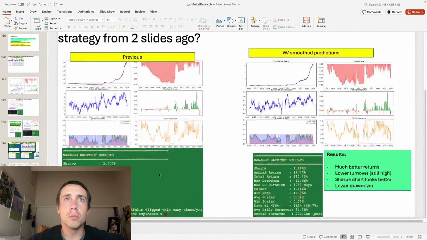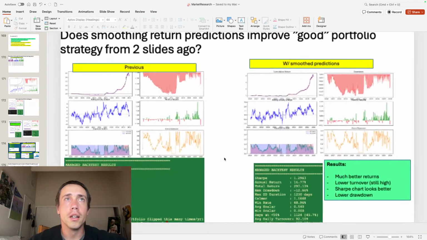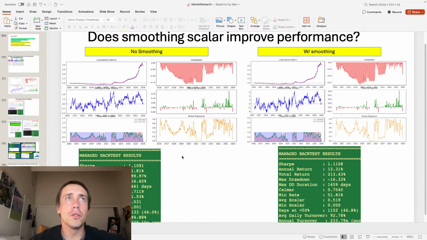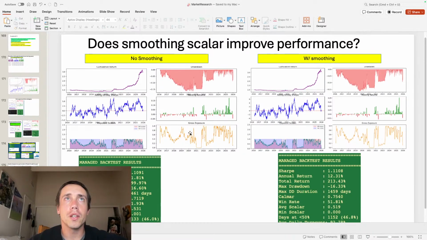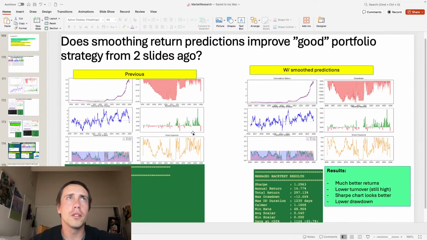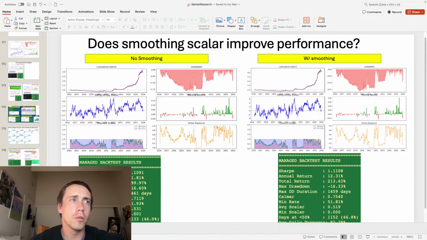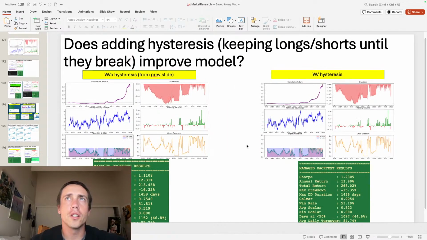And here's some more portfolio strategies I tried. So I was able to kind of improve things if I'm smoothing out predictions. I also improved things. Wait, what is this? Smoothing predictions. This is smoothing scalar. I don't remember what this is looking at. I should have taken better notes.